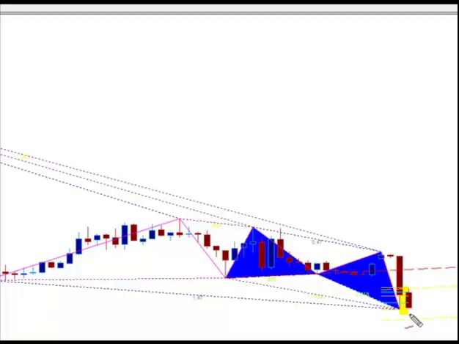Okay, so technically the rules, which, I'm not saying they're bad, but the rules are that your stop should be the next pip outside the PRZ, and that's going to be right there. Okay.